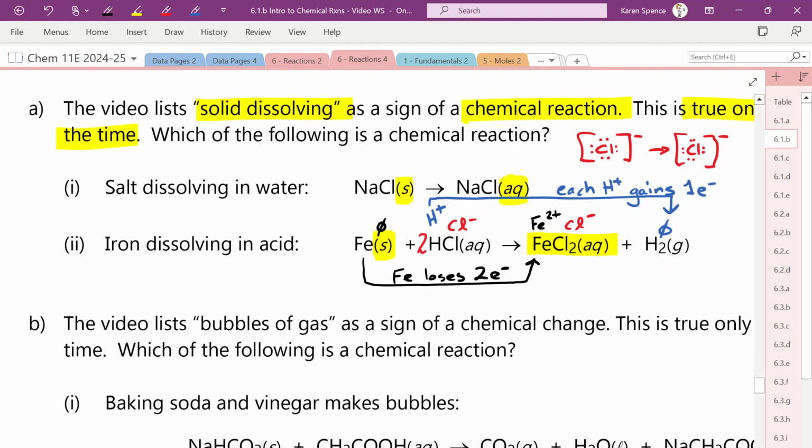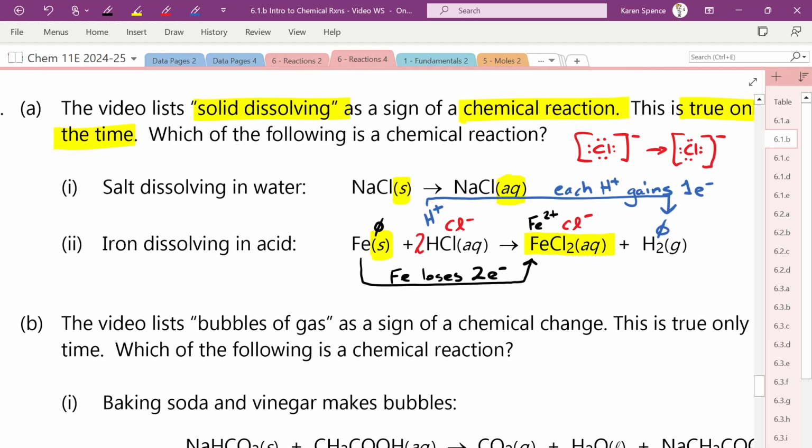So back to our original question, which of the following is a chemical reaction, salt dissolving in water or iron dissolving in acid? Which is a chemical reaction? Number 1 or number 2? Number 2. This one is chemical. This one is physical. Okay?